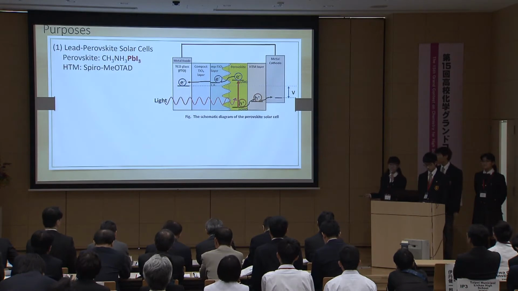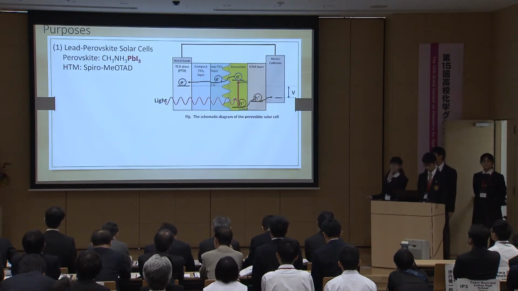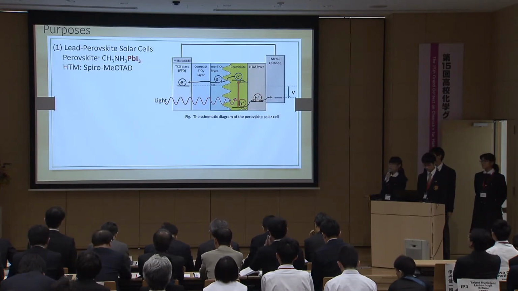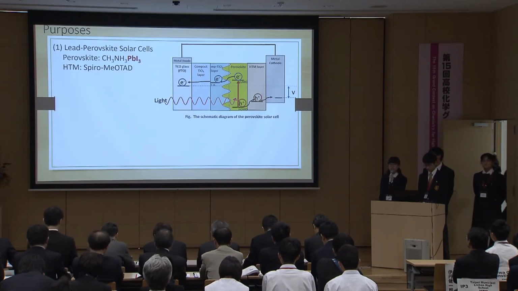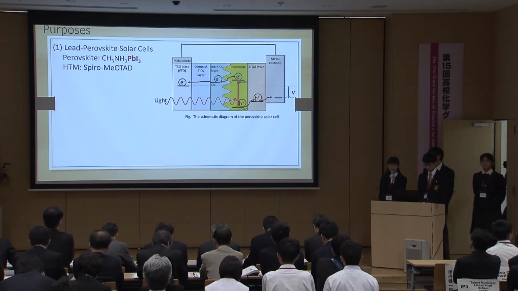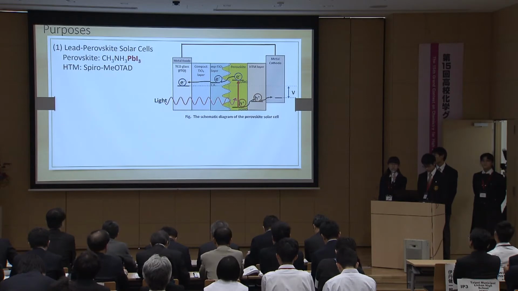Next, purpose. Lead perovskite solar cell. We use this as a perovskite light absorbing layer. We use spiro-OMeTAD as a hole transporting material, and we control the thickness of the porous TiO2 layer. Also, we evaluated the solar cells where dopants are designed to increase hole mobility between the hole conductor layer and metal cathode, and how the difference of length works on the properties of solar cells.